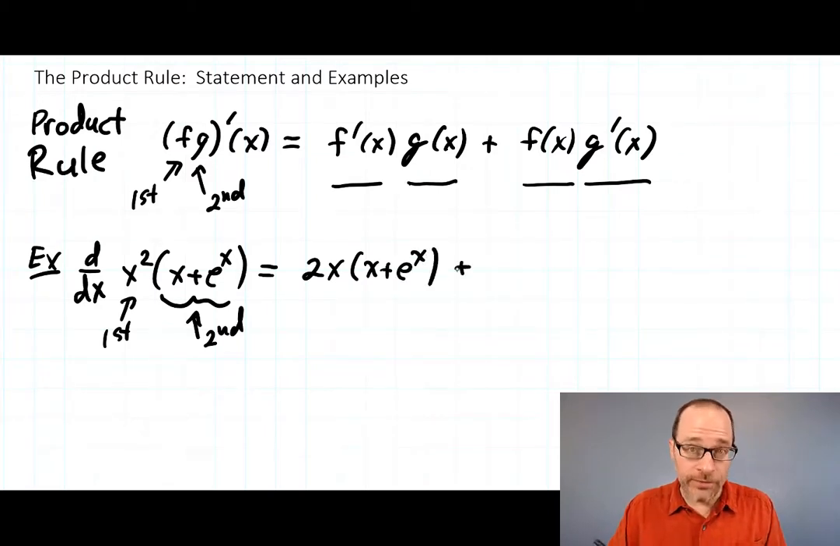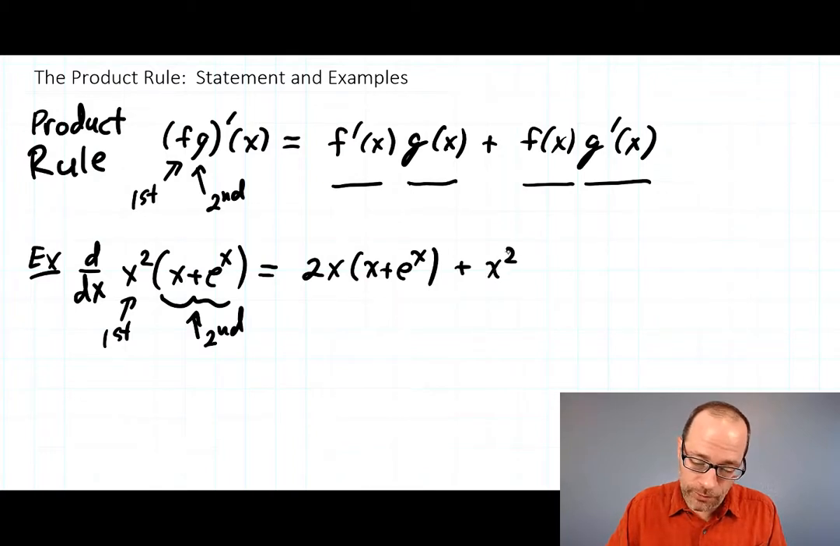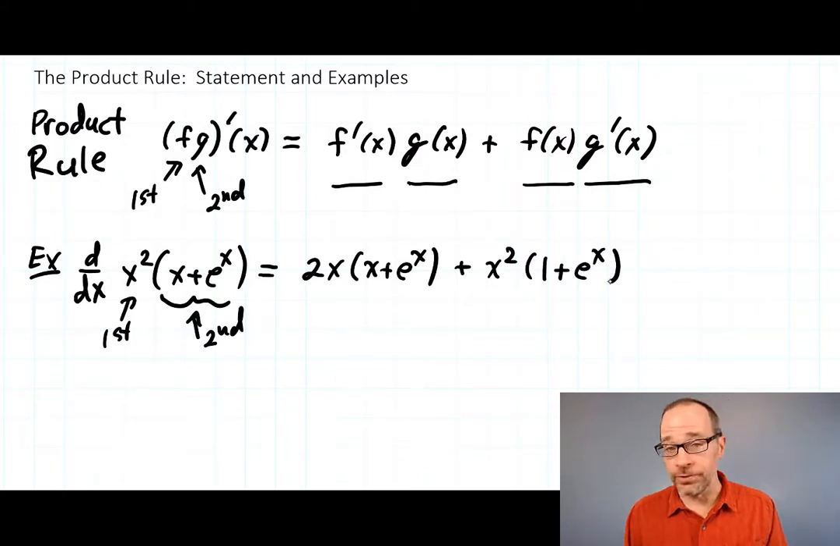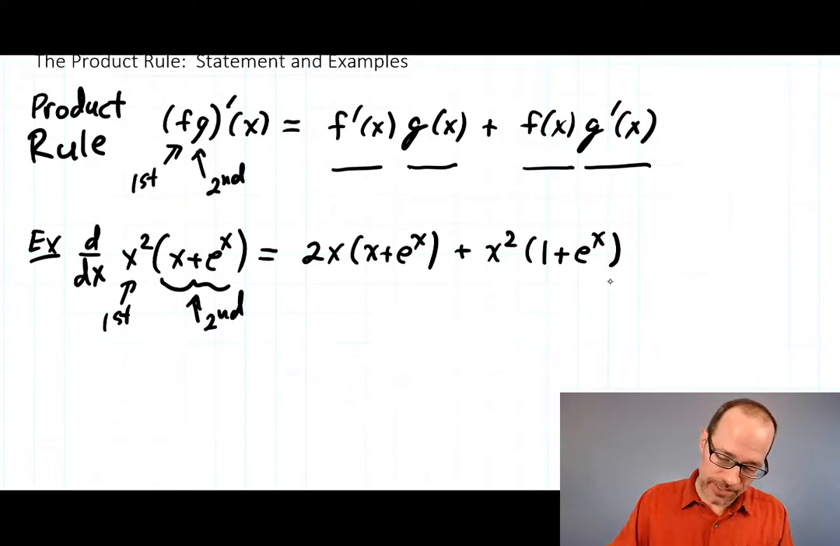And then you leave the first one alone, so copy it over, and take the derivative of the second one. So that's 1 plus e to the x. And so that's the answer. That's the derivative. Let's try another example.